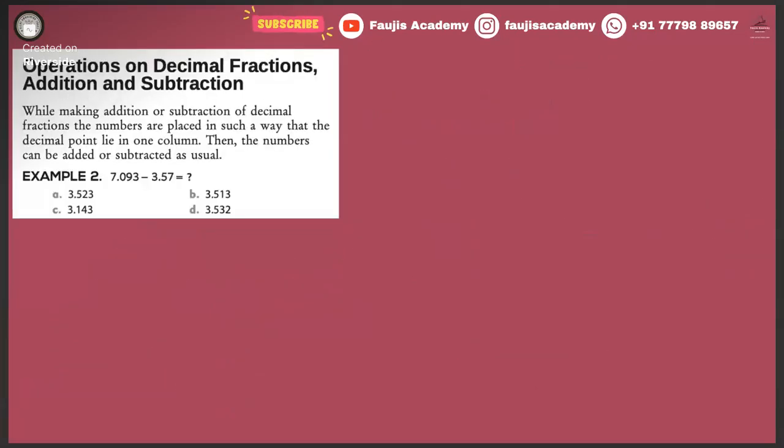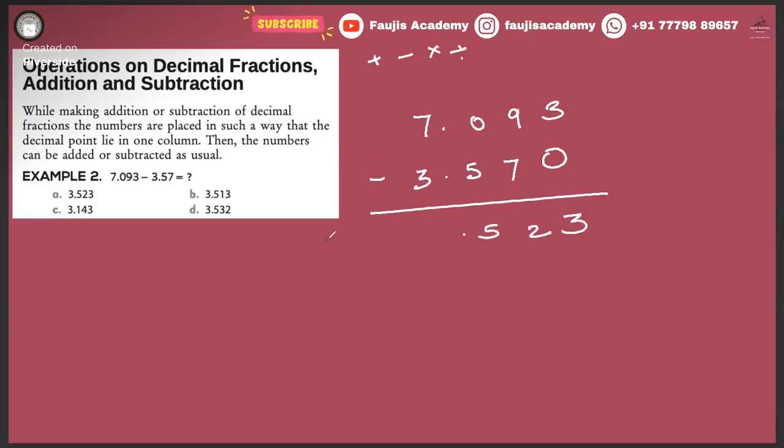All right, let's discuss a little bit about operations: plus, minus, multiplication, and division. How do we add or subtract decimal fractions? The numbers are placed in such a way that the decimal points lie in one column. For 7.093, the point has to be written just below. Where there is no number, we just put 0 from our mind. So the right answer is 3.523. I hope you know how to calculate that.